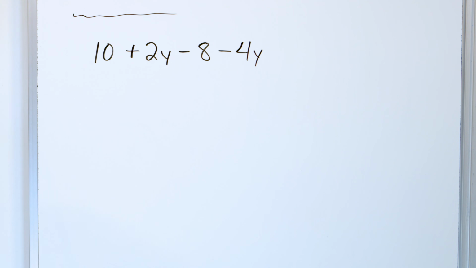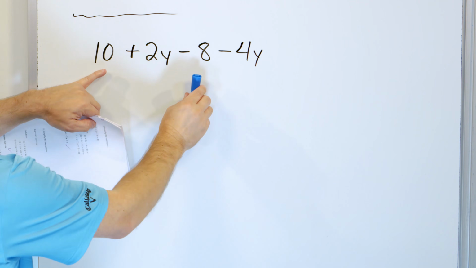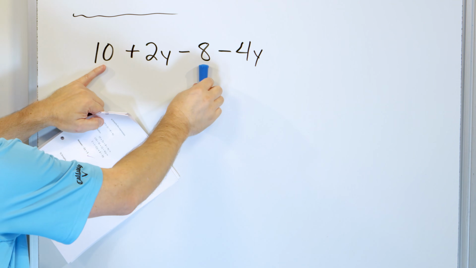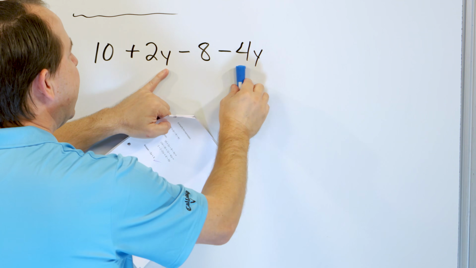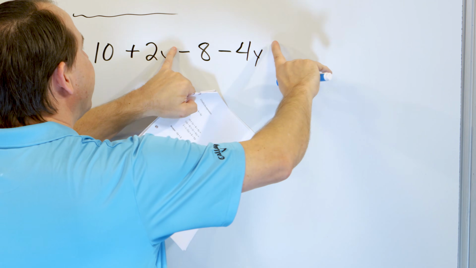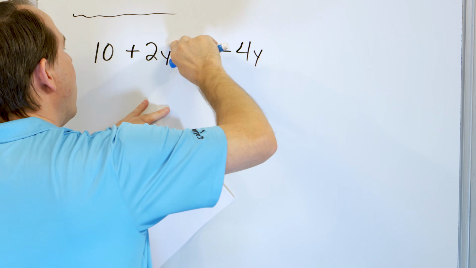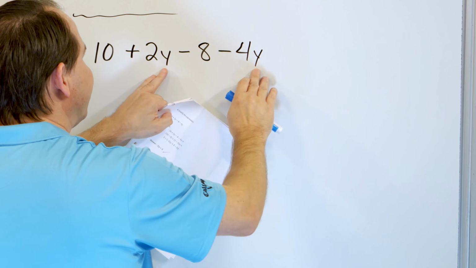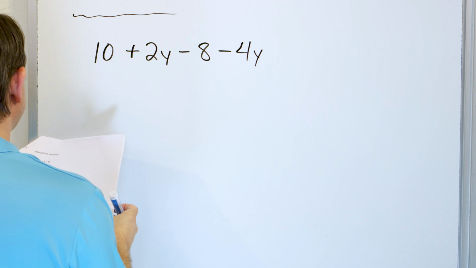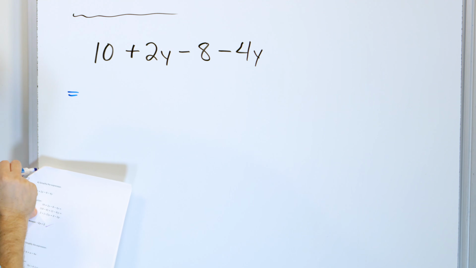All right, now what terms are like terms? Well, with the 10 and the 8, these are just number terms, constant terms. Those are like terms. We can combine those. And then the 2y and the 4y, these are like terms because it has the same variable, and also there's an invisible exponent of a 1 here in both cases, so they match completely, the variable and the exponent. So let's take a minute and combine these in a way that makes sense.